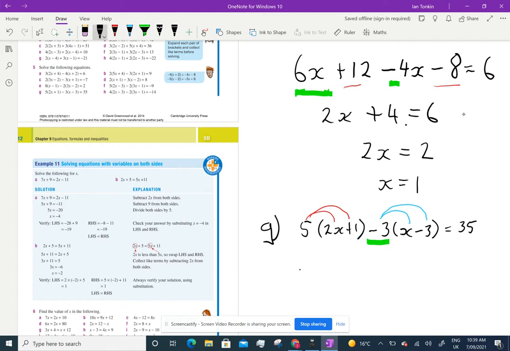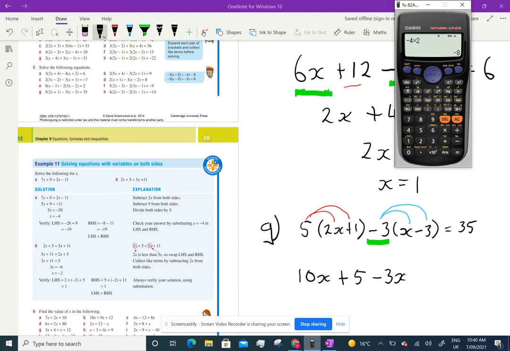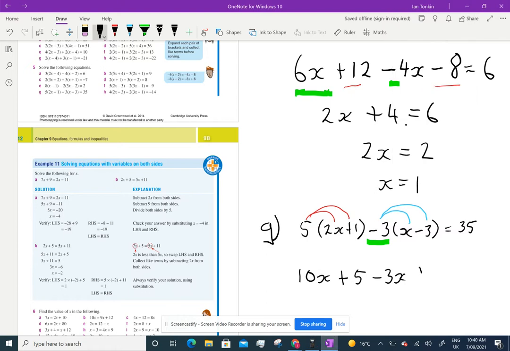So 5 times 2x, well, that's 10x. 5 times 1, just 5. Minus 3 times x, minus 3x. Now remember I said if you're having trouble, bang, just put it into your calculator. So get rid of the answer. Minus 3 times minus 3. Positive 9. Okay, so I get plus 9 equals 35.